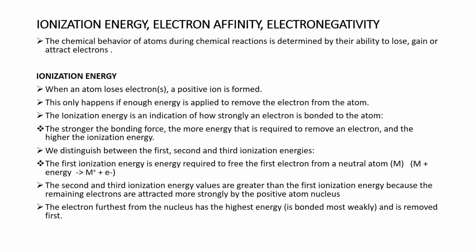When an atom loses an electron or electrons, a positive ion will be formed. This makes sense because an electron is a negative charge, so if it loses the negative charge, then it's going to have more positive charges than negative charges. This will only happen if we have enough energy to remove the electron from the atom.